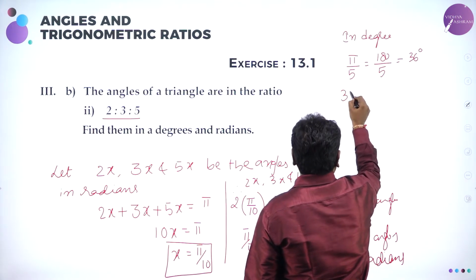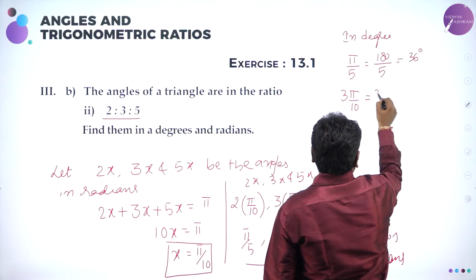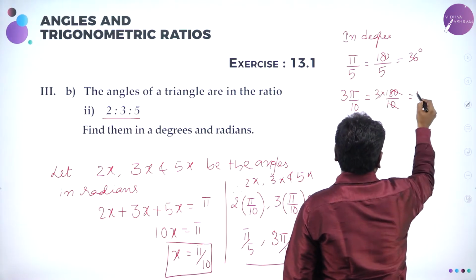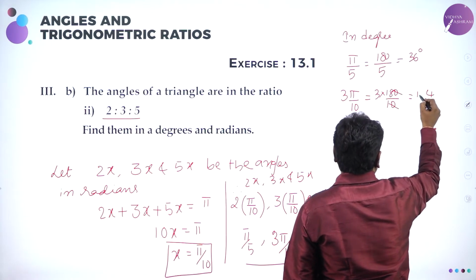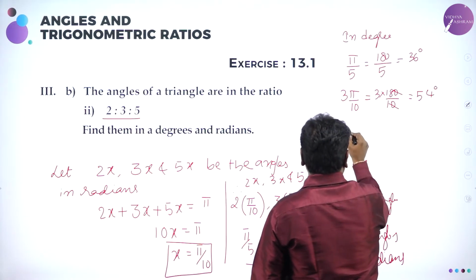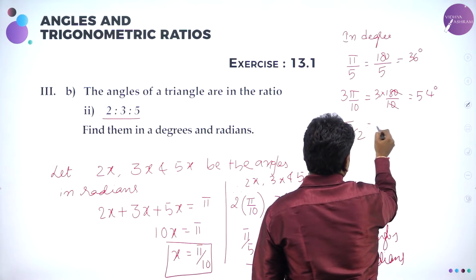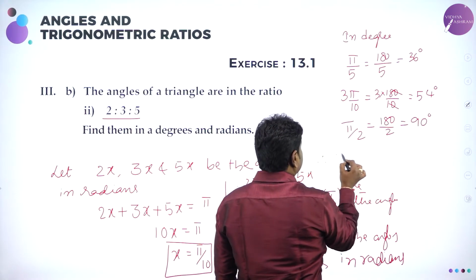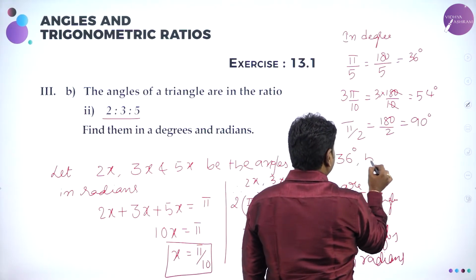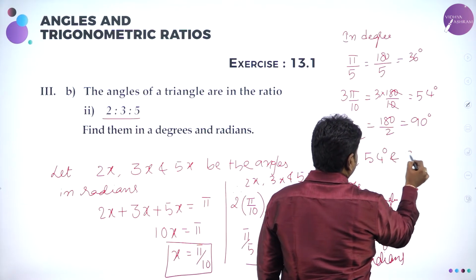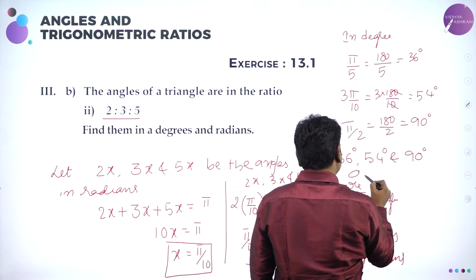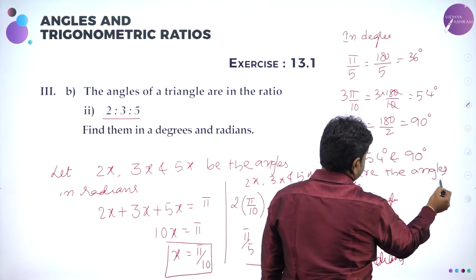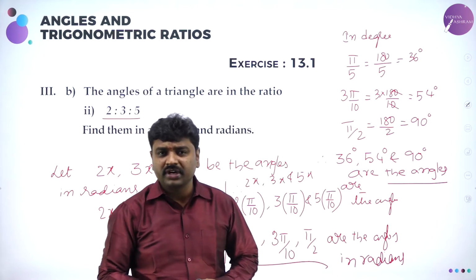The other one is 3 pi by 10. 3 pi by 10 is 3 into 180 by 10. The zeros cancel, so 18 times 3 is 54 degrees. Then the other one is pi by 2. Pi by 2 you know is 90 degrees, that is 180 by 2, 90 degrees. Therefore 36 degrees, 54 degrees and 90 degrees are the angles.